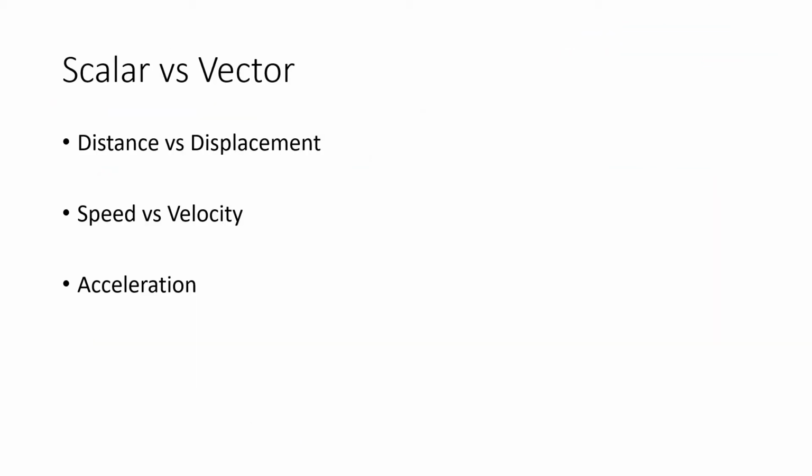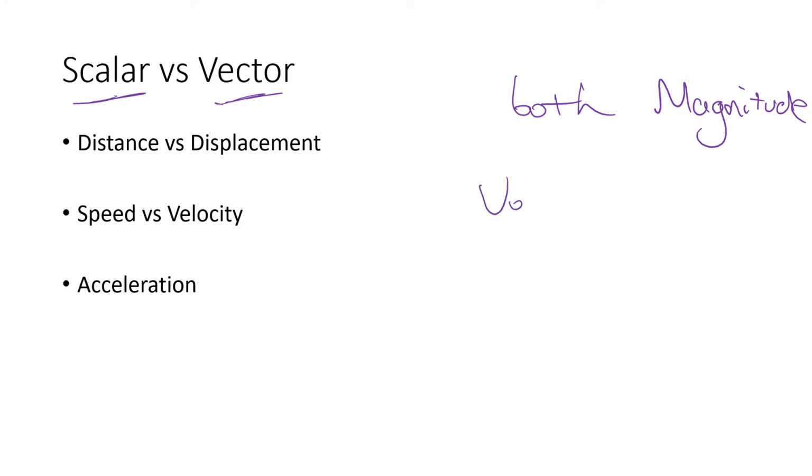Now, scalar versus vector. Scalar does not have direction. Vector does have direction. So that's the difference between scalar and vector. They both have magnitude, okay? So both have magnitude, but vector has direction.